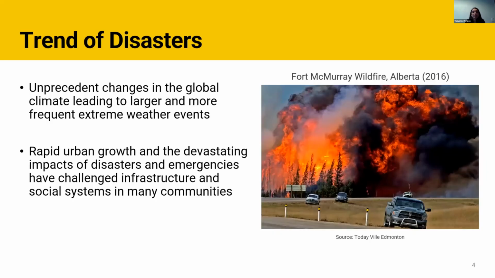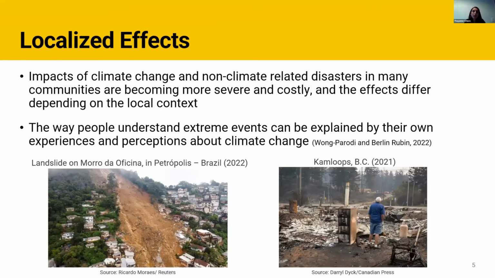Many cities have been facing larger and more frequent extreme weather events due to unprecedented change in the global climate. Consequently, many aspects of society, such as governments, infrastructures, and transportation, have been directly affected by ongoing hazards, disasters, and rapid urban growth. We also observe that the impacts of climate change and non-climate related disasters are becoming more severe and costly, and their effects differ depending on the local context. Moreover, the way that people understand these extreme weather events can be explained by their own experience and their perceptions about climate change.